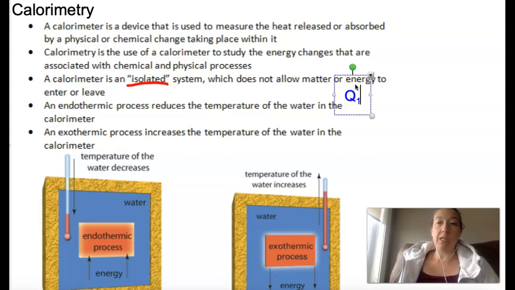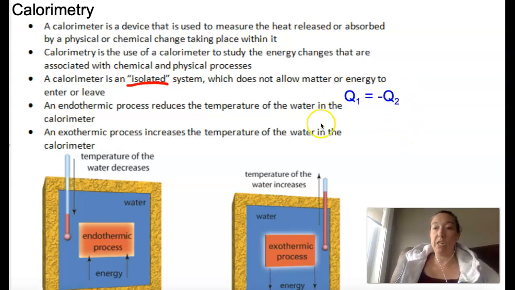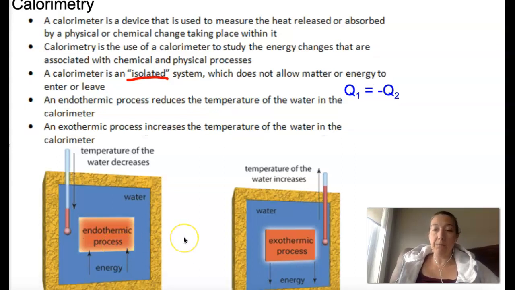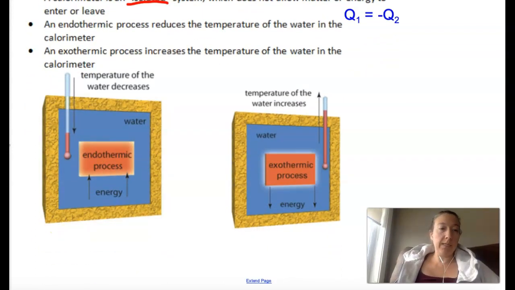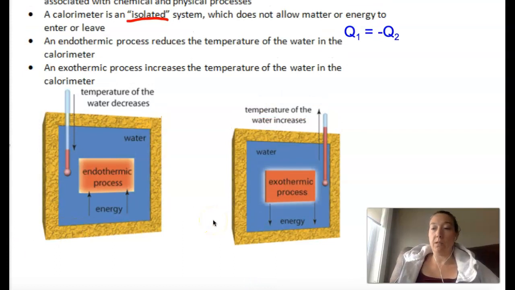We want to be able to say that Q1 is equal to the negative Q2, right? Remember we talked about this in the first intro to thermal lesson. We were like, well, if something absorbs energy, something else has to release it. That's kind of the main premise behind a calorimeter, is that my chemical reaction, which generally is what we call a system, okay, we use the word system and surroundings.